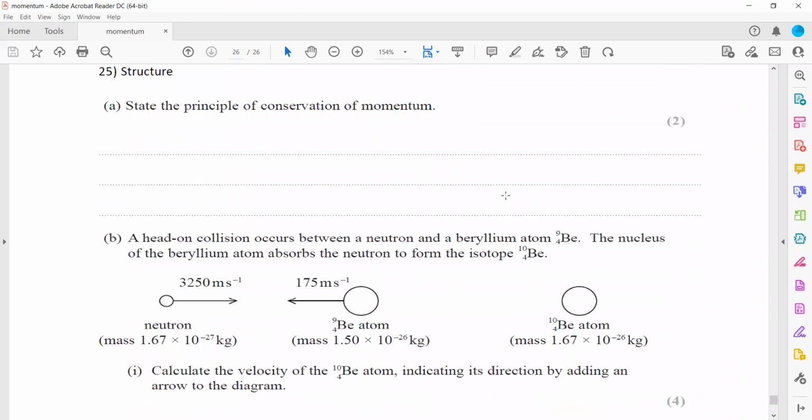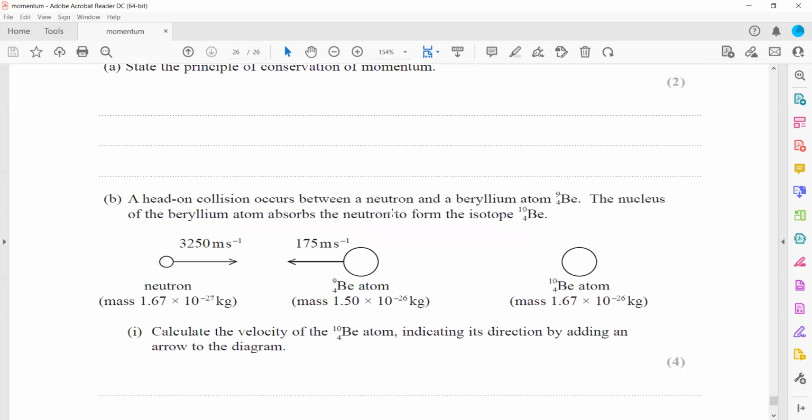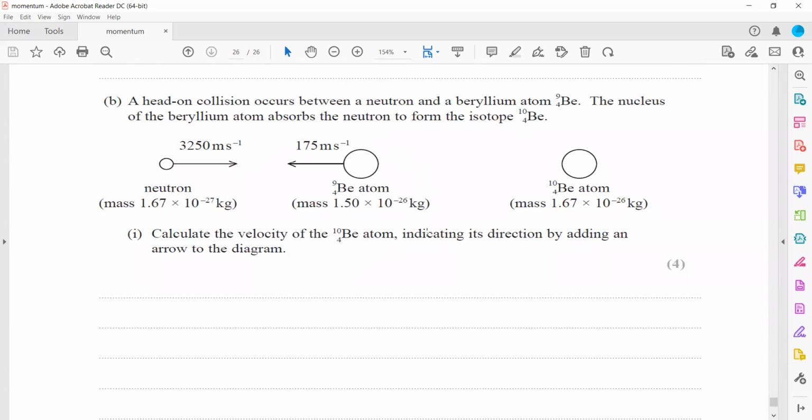Then question 25: state the principle of conservation of momentum. The total momentum before collision is equal to the total momentum after the collision, in the absence of any external forces. Then there's a head-on collision between beryllium and a neutron. Calculate the velocity of the beryllium atom, and indicate the direction by adding an arrow.